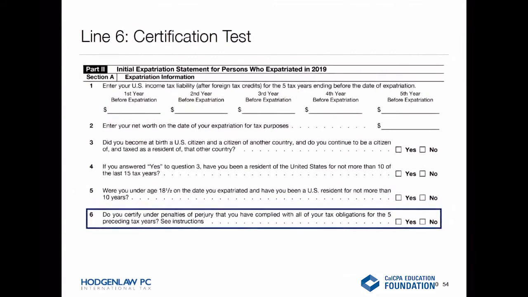And then lastly, of the three tests, we get to the certification test. Now, this test, if you fail this one, the exceptions won't help you. You will be a covered expatriate if you can't say yes to this question. So there's no exception to this one. You have to meet this test no matter what.